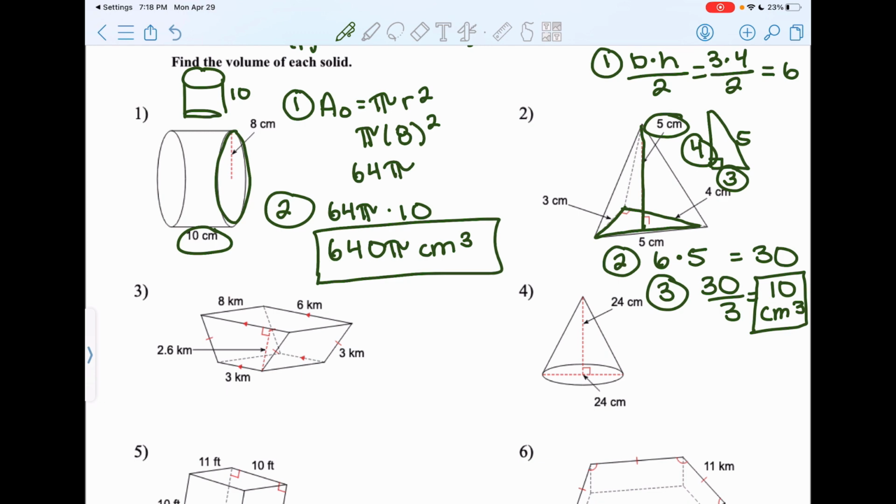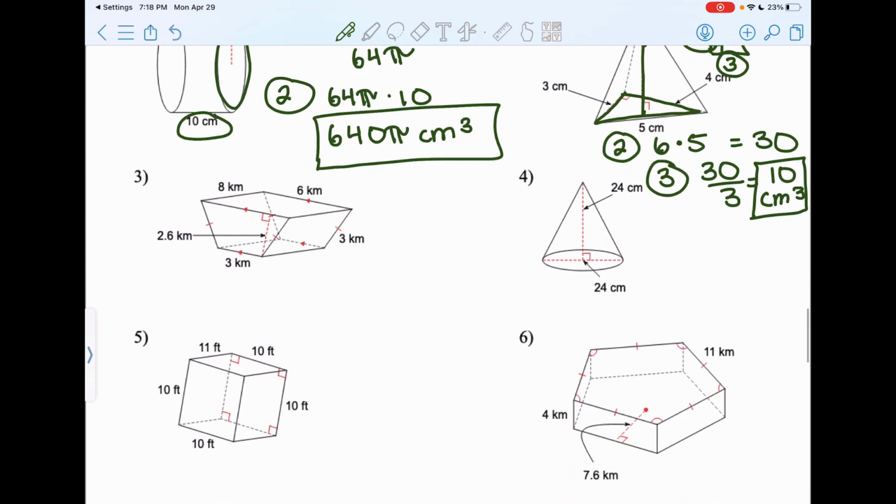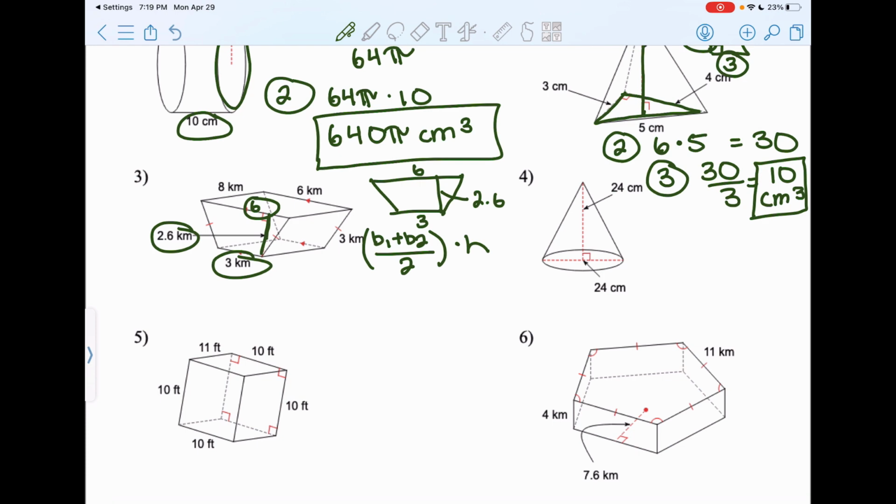Let's try a couple more. In number 3, I have a trapezoidal prism, which means my base is a trapezoid. The area formula for a trapezoid is we add the bases and divide by 2, and then multiply by the height. So looking at my trapezoid, it looks like my bases are 3 and 6. And the height of my trapezoid is this 2.6, because notice how it's pointing at this line, making a right angle. So I'm going to add 3 and 6 and divide by 2 and multiply by the height, which is 2.6.